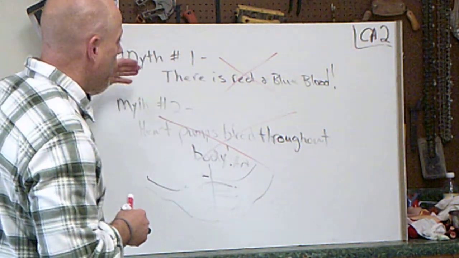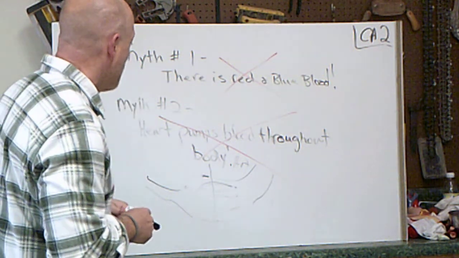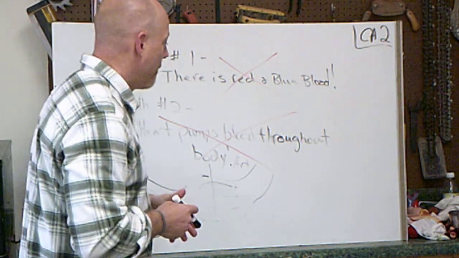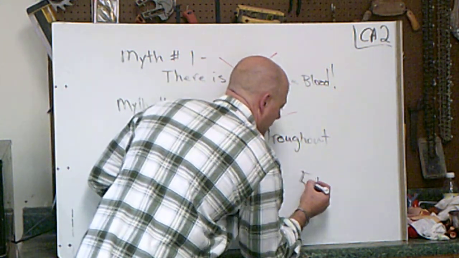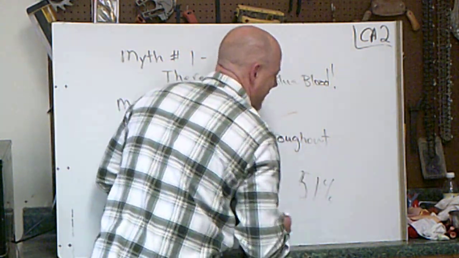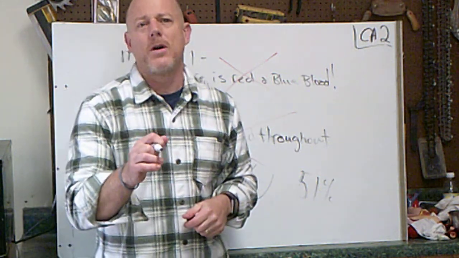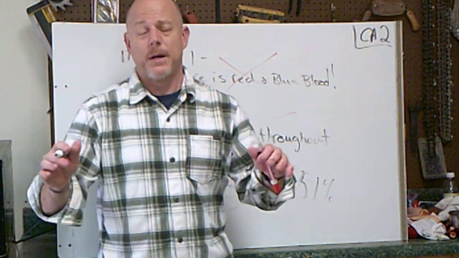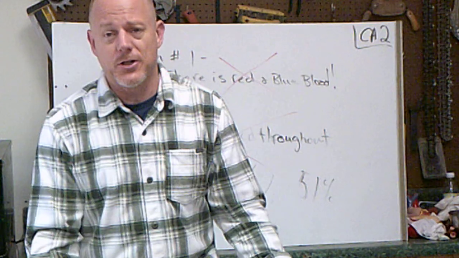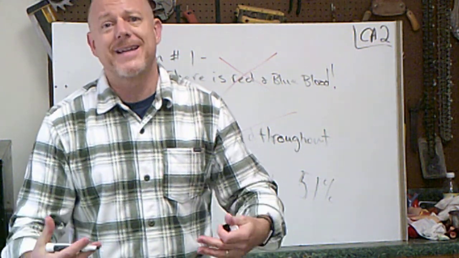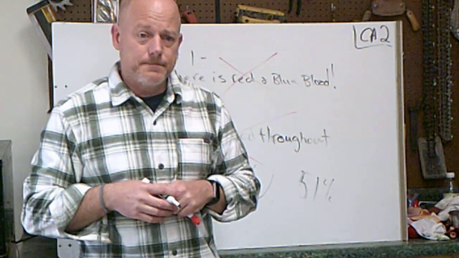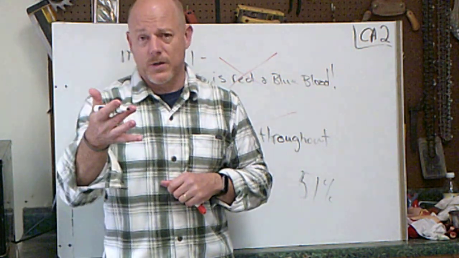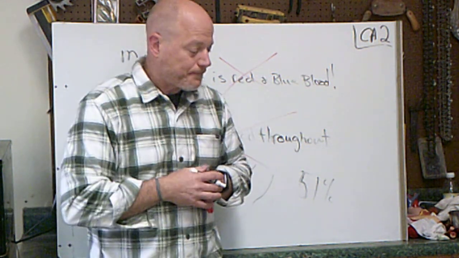All right, myth number 1, there's no red and blue blood. Myth number 2, the heart pumps blood throughout the body. No. I want you to remember this number: the heart pumps blood to something like 51%, a little over half of your body. It pumps it out to your fingertips, down to your toes, but then other things bring that blood back up to your heart and deliver it to other places. So we're going to look at that in a future video.